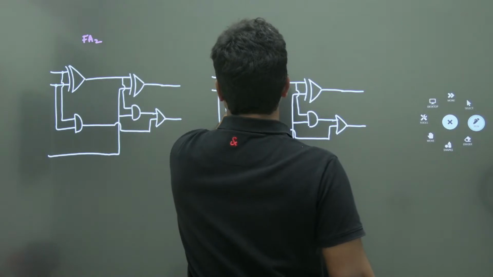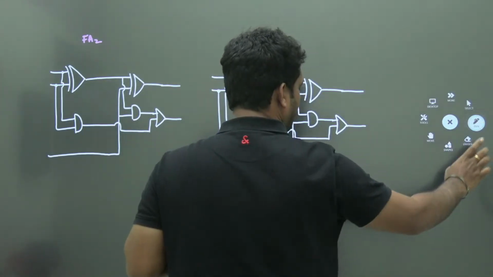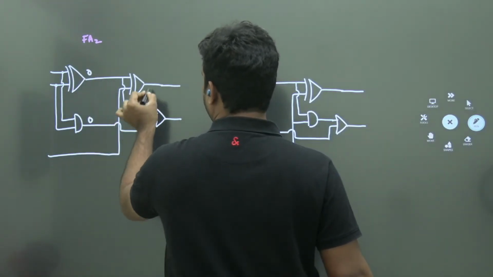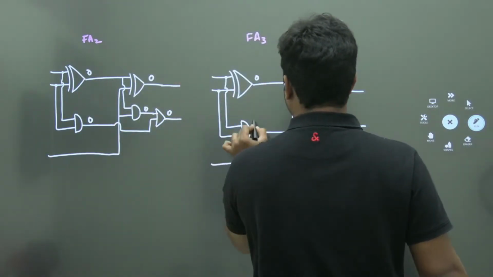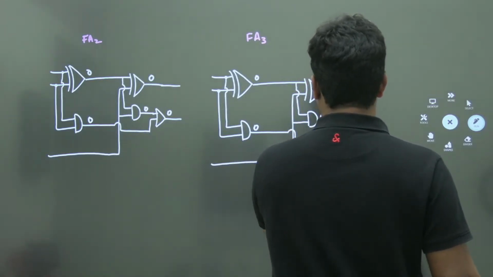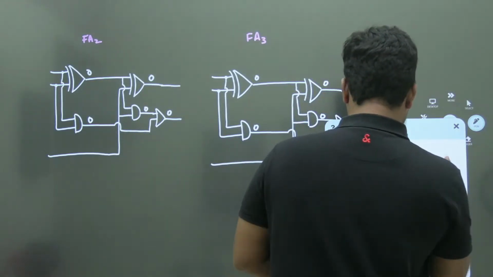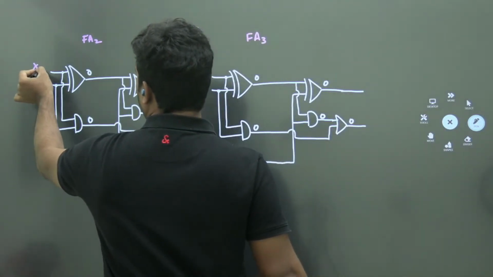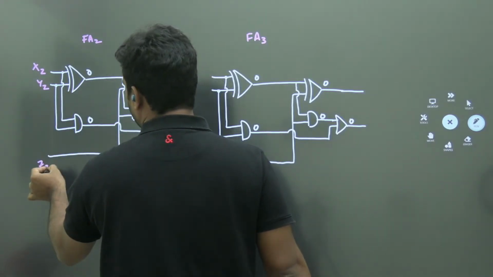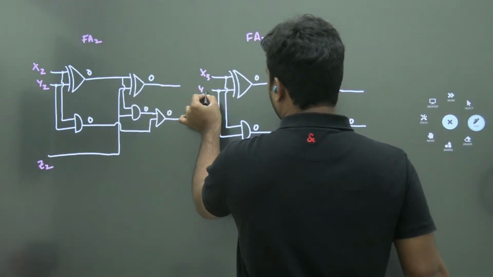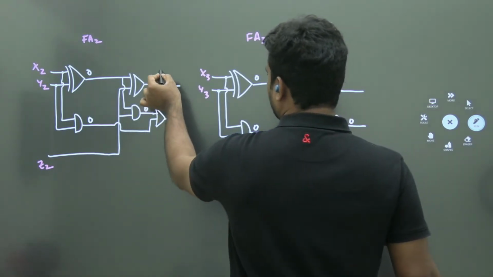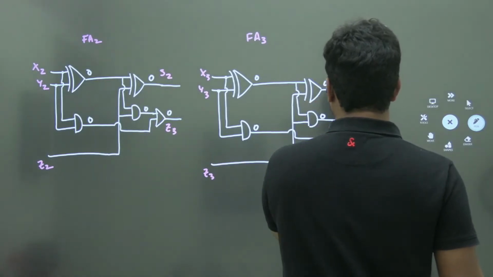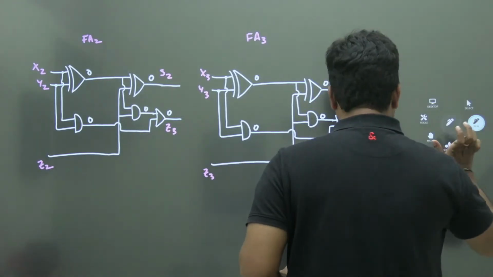FA2, FA3. So, X2, Y2, Z2, X3, Y3, Z3. That is S2, Z3, S3, and Z4. So, this is the final part.